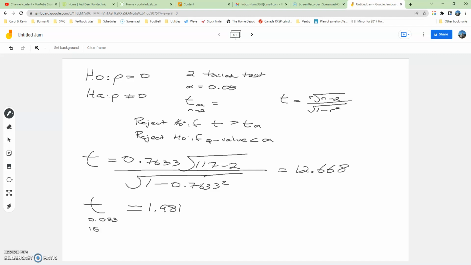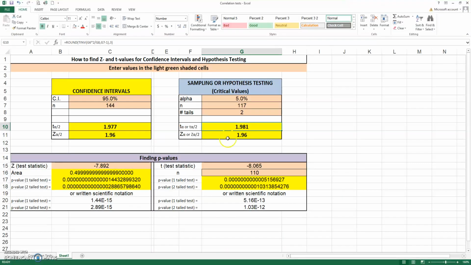So now, let's change colors here. If we look at our test statistic versus our critical value, the test statistic is greater than our critical value. 12.668 is greater than 1.981, so we would reject the null hypothesis. Which means that there is a significant correlation between the data in questions 17 and 18.